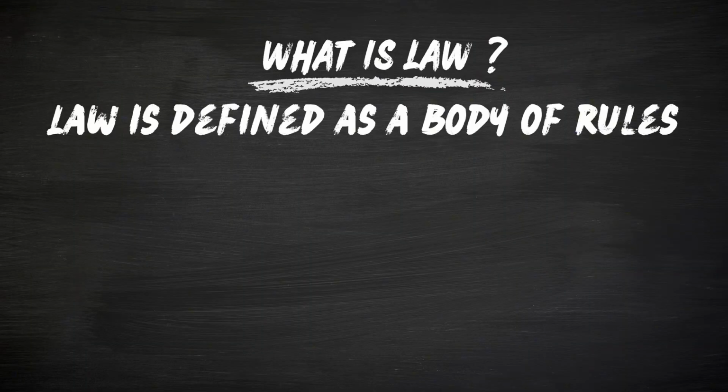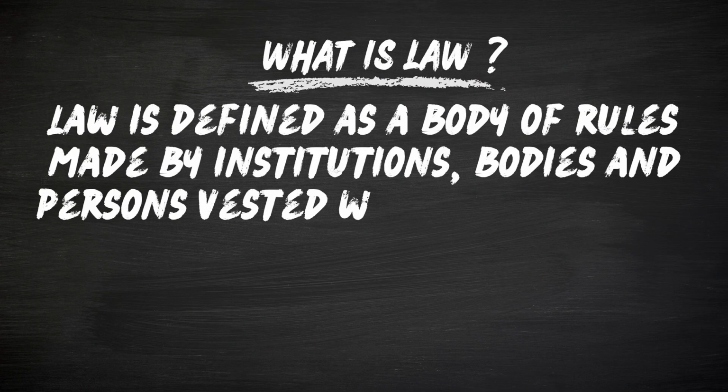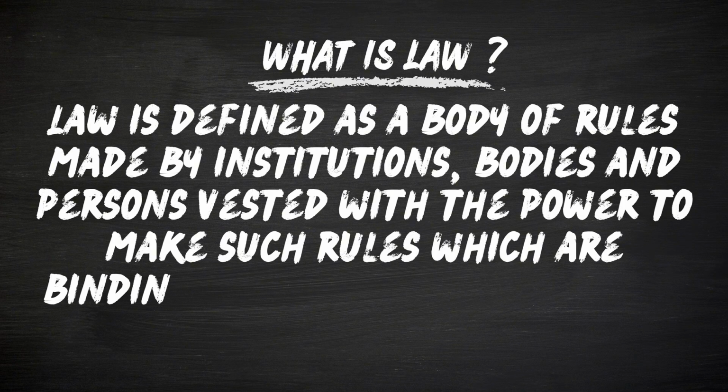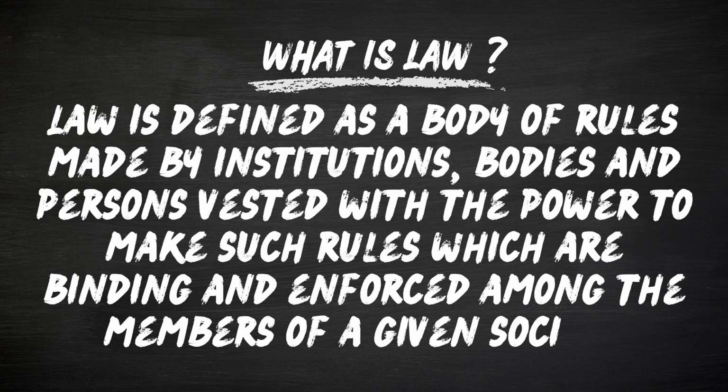Now, what is law? According to Introduction to Nigerian Legal Method by Abiola Sani, law is defined as a body of rules made by institutions, bodies, and persons vested with the power to make such rules, which are binding and enforced among the members of a given state or society. So, in short, law is rules and regulations that regulate a given particular society made by a group of people, mostly government, that is supposed to be binding on these people.